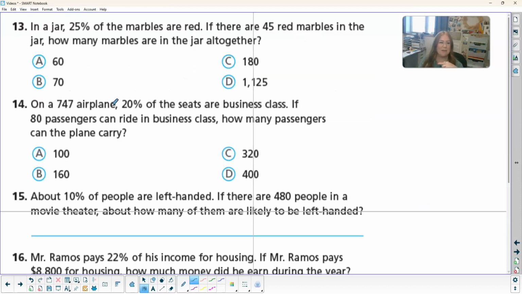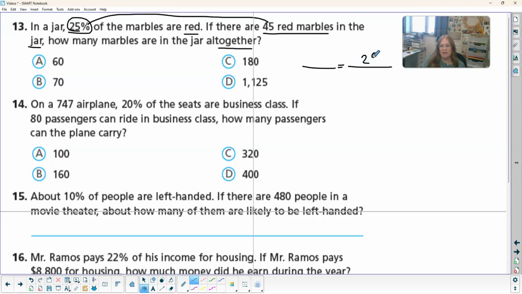Okay, we're going to skip back to number 13. In a jar, 25% of the marbles are red. So 25% are red. There are 45 red marbles in the jar. How many marbles are in the jar all together? So we want the total, the together. So 25% is 45, right? Those should line up. 25% and 45 should be on the same line there.